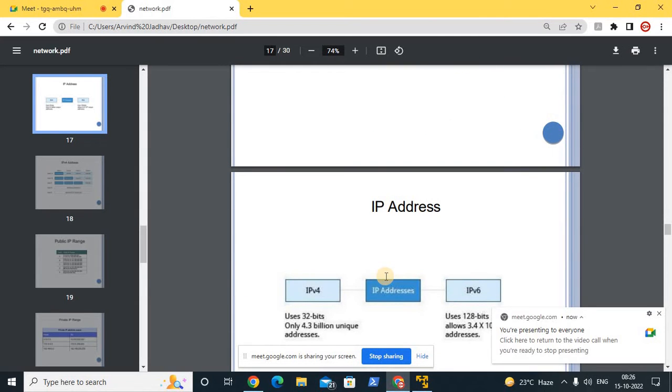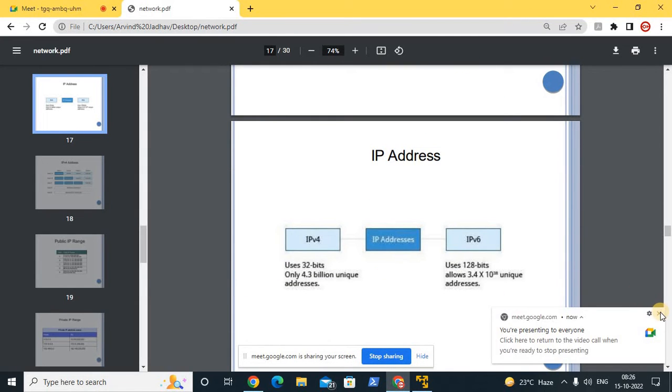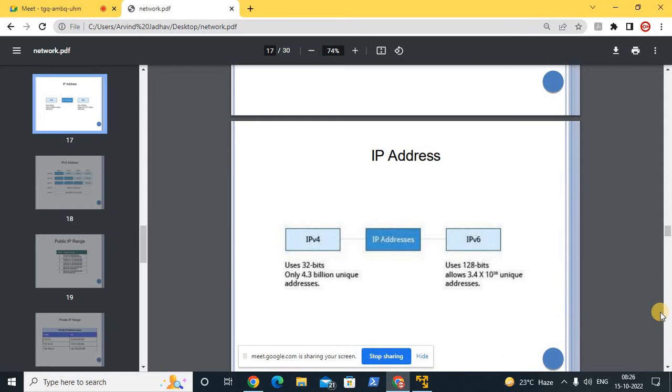Actually, there are two types of IP addresses currently available. The first one is the IPv4 protocol, and the second one is the IPv6 protocol. So what are the IPv4 and IPv6 protocols? IP stands for Internet Protocol. Make a note of that. Internet Protocol version 4 is called IPv4, and Internet Protocol version 6 is called IPv6.